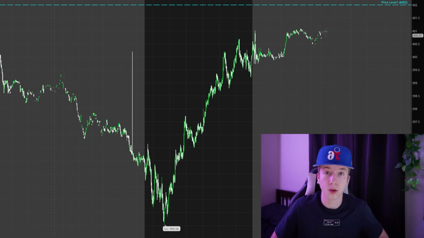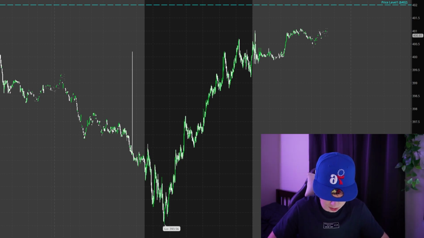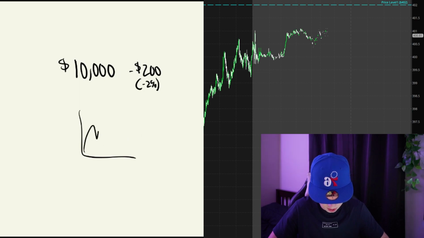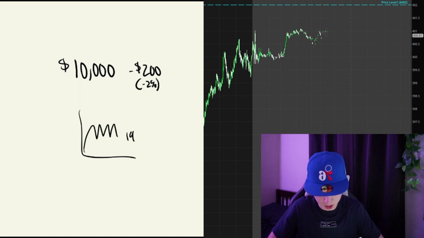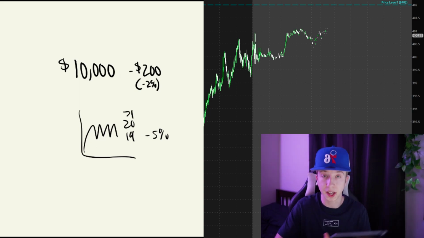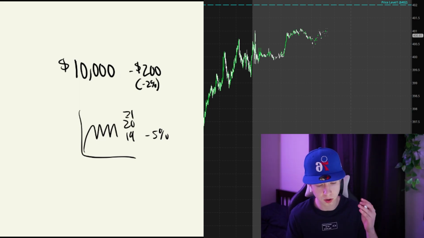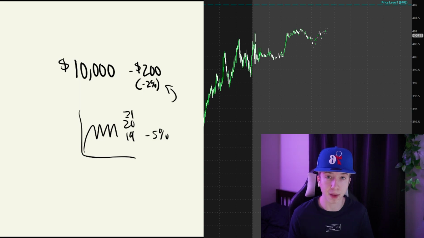So now what happens if this stop loss, let's say, for example, this was a stop loss of 19, which is only a 5% stop loss. What is going to be our position size now? Well, again, our position size is based off of our stop loss and our max loss for the day. So in this case, we have a 5% stop loss.